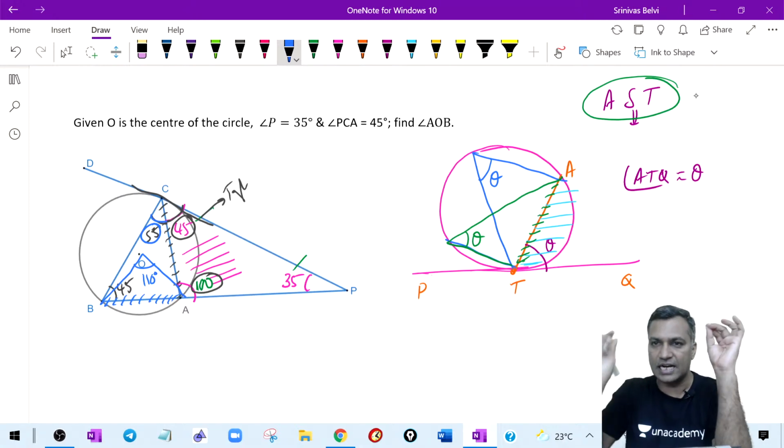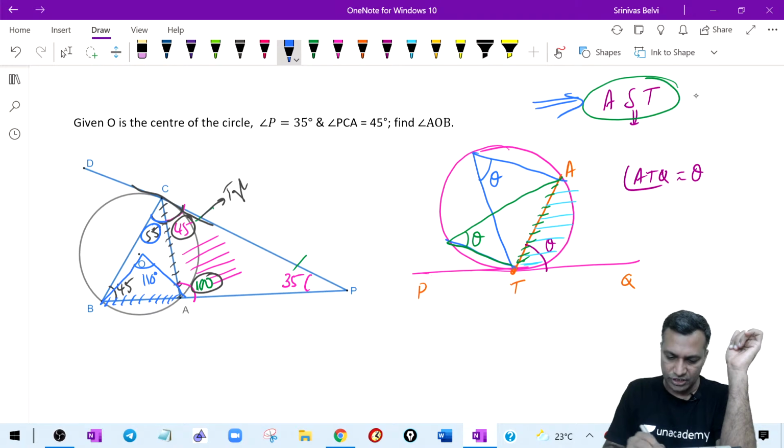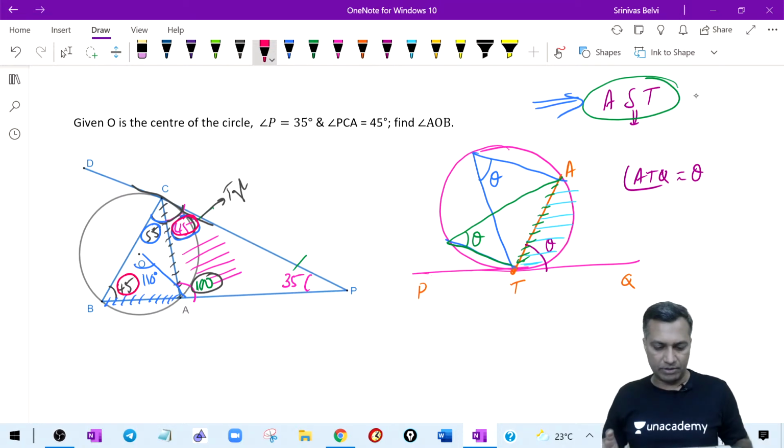Guys, did you understand where we applied the alternate segment theorem? Here. This 45 I am circling resembles this 45, courtesy of the alternate segment theorem. Clear? Everybody clear? Courtesy of the alternate segment theorem.